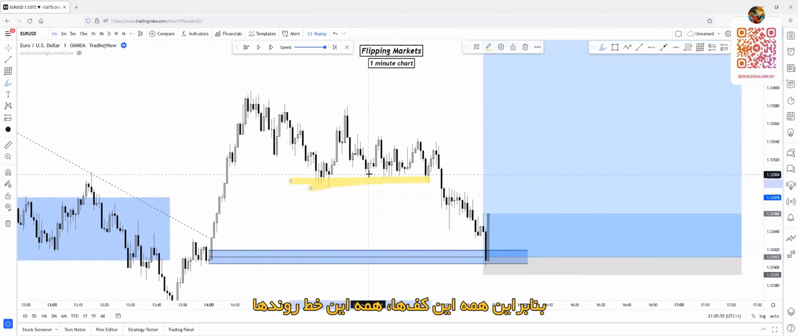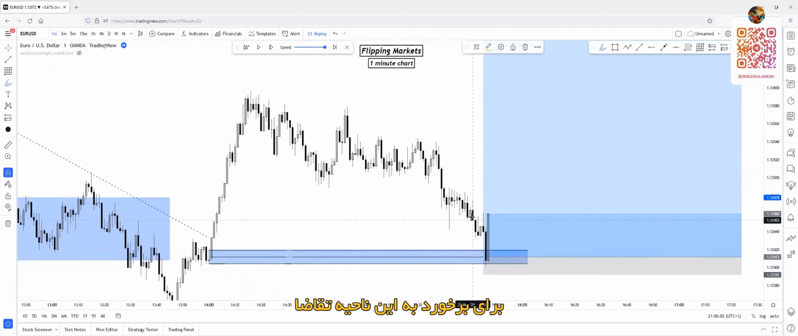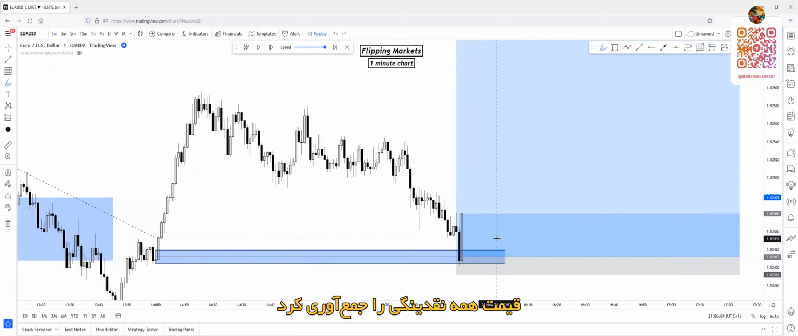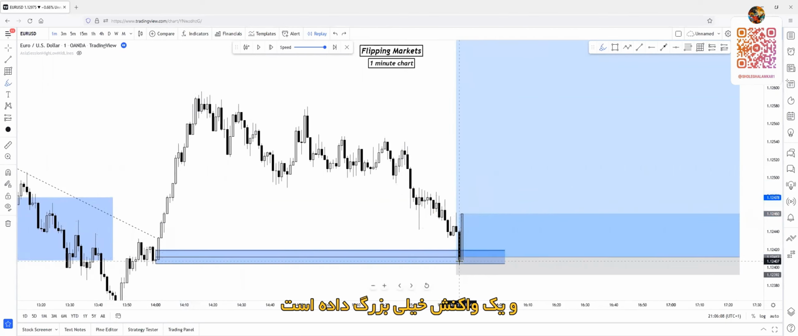So all of these bottoms, all of these trend lines, everything in this area was liquidity for this demand zone. As you can see, price swept all of the liquidity, and after the demand tap, it reversed immediately, had a huge recovery, had a huge rejection, as you can see.